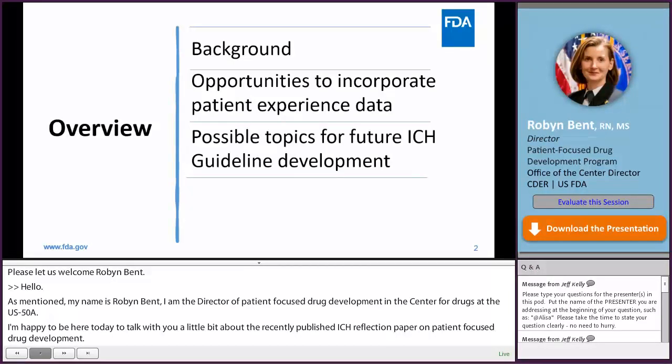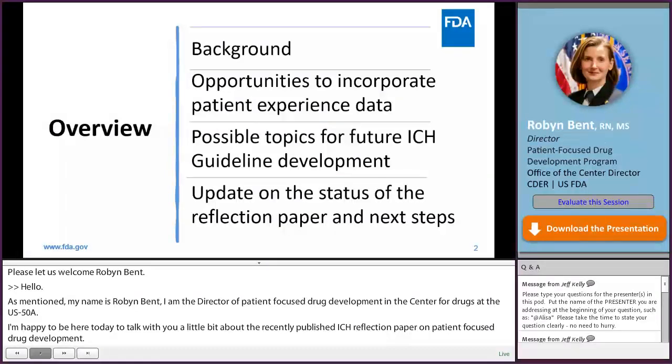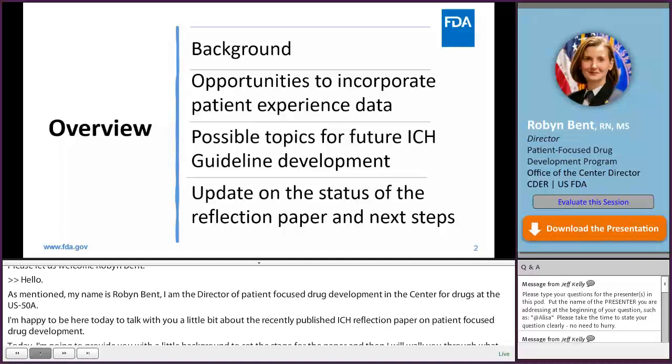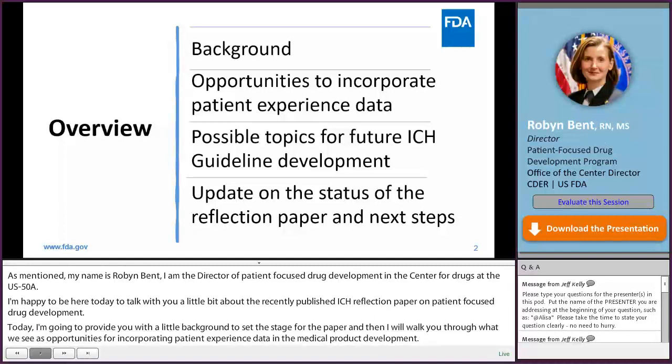We'll touch on the possible topics for future ICH guideline development, and then I'll close with an update on the current status of the reflection paper and a brief discussion of our next steps before we move on to a question and answer session.